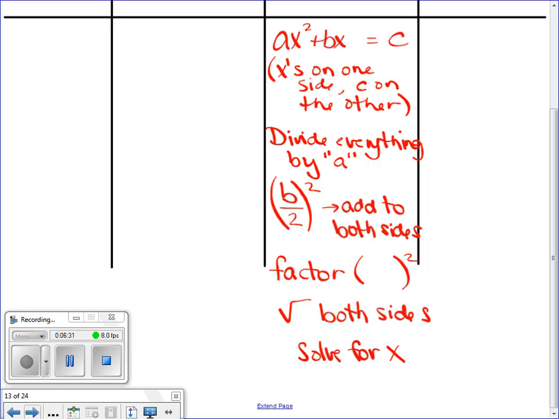This seems like a whole lot of steps going on here, but it's not bad once you get yourself rolling and understand the process. So we start with x's on one side, move the c to the other. Divide everything by a, and that'll be our main focus for tomorrow. b over 2 squared, you'll add that to both sides of the equation. You'll factor it. It is guaranteed to factor as something squared. That's the whole point of this process. So you can then take the square root and solve.